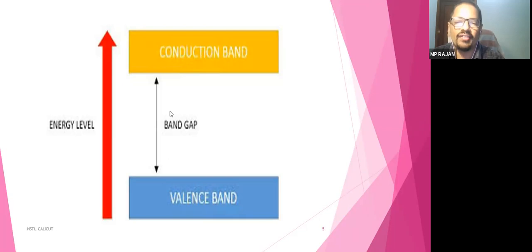Can you see the gap between the conduction band and valence band? This is the energy required to take out an electron from valence band to conduction band. Or you can say it is the electron energy required to take an electron from valence band to conduction band. It's called the energy level. So this gap is called band gap. So different materials will have different band gaps.